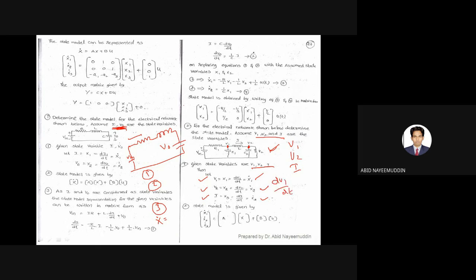So how can you write the dv1 by dt equation? Here there are options. To write dv by dt, you need to write the expression for current I. So you can write I is equal to C into dv by dt, as we have from the basic formula. So to get dv by dt, I need to write the expression for the current flowing through the capacitor.